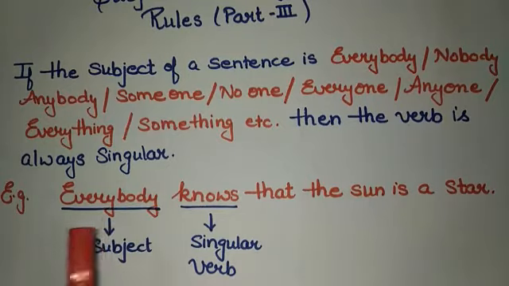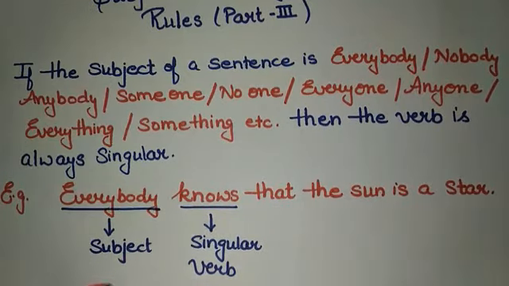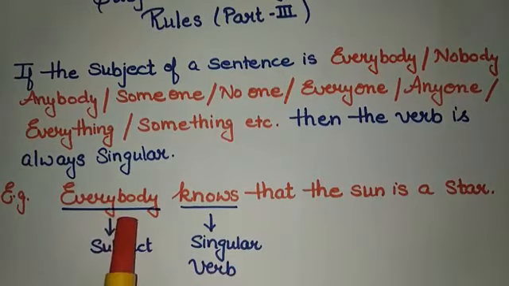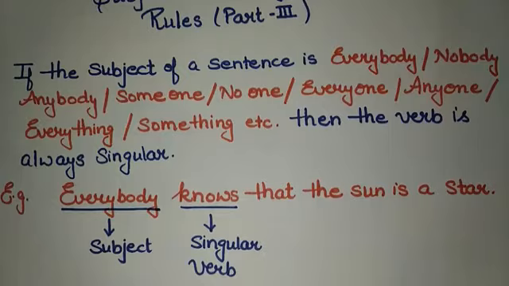For example, see, everybody knows that the sun is a star. Here, try to understand the reason why we are using a singular verb. From everybody I mean every person, every single person. Means I am talking about a single subject. So I have to use a singular verb. So if the subject of a sentence is this kind of word, we have to use a singular verb. So everybody knows that the sun is a star is a correct sentence.